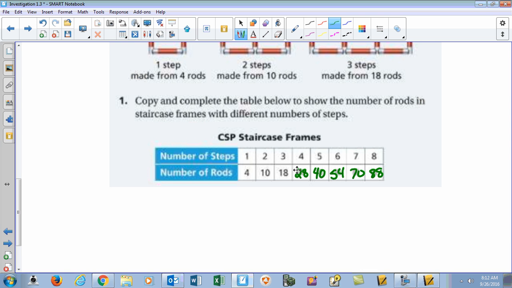Okay, so you start to see the pattern, right? We won't discuss it now. We're going to talk about it in a couple problems ahead. So once we go from 4 to 8, 4 to 10 to 18 to 28 to 40 to 54 to 70 to 88.